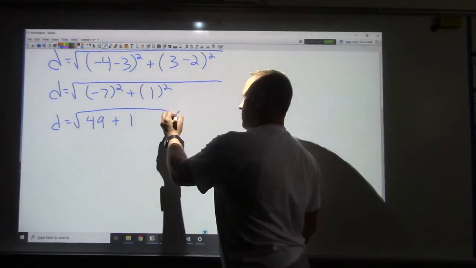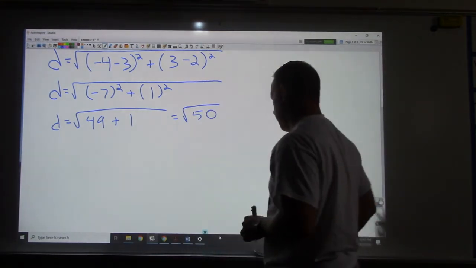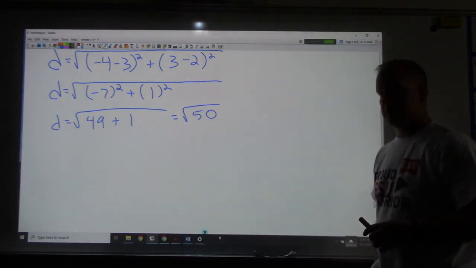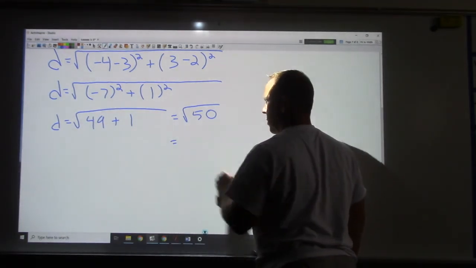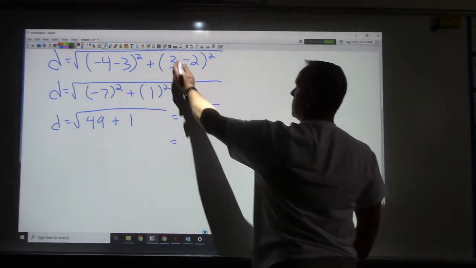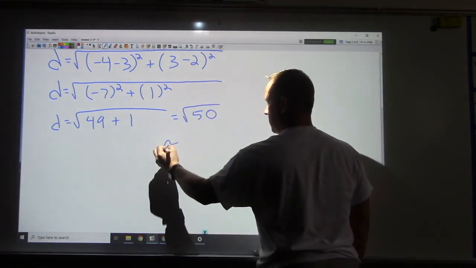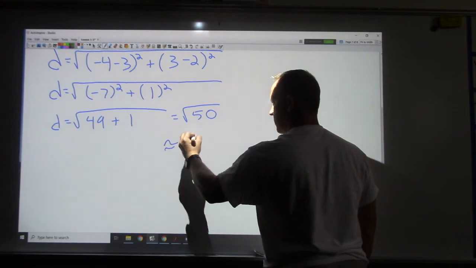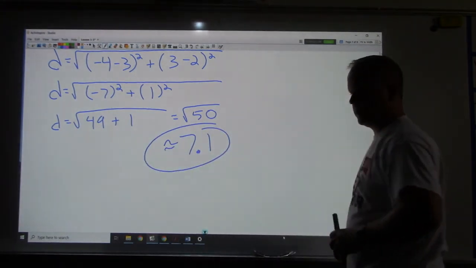Add those together, you get the square root of 50. Last step, square root of 50 is approximately 7.1.